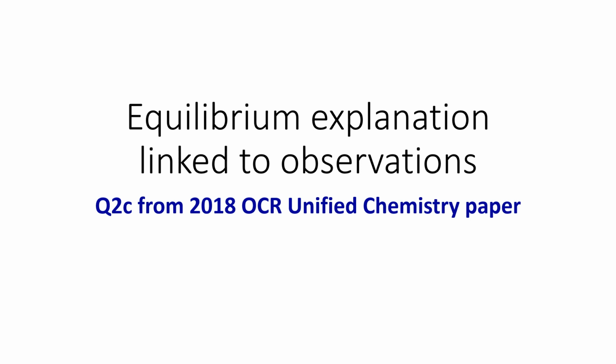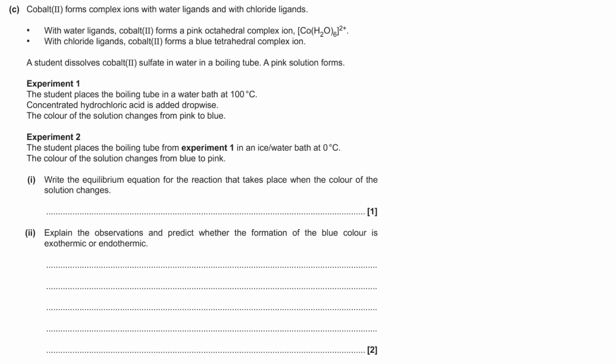Hi, and welcome to this look at a question linking observations to what direction the position of equilibrium might be shifting in. It's from the 2018 OCR Unified Chemistry paper, question 2C. So it gives you a description of cobalt-2 and what it does with water ligands and with chloride ligands.